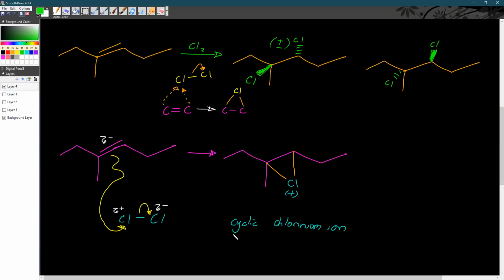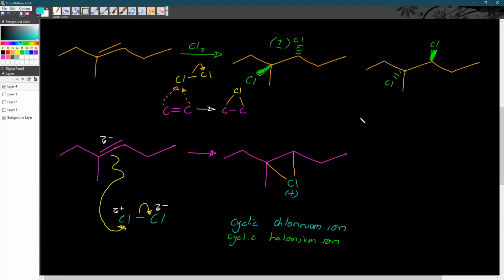Oh, didn't we already learn about this? We did. We called it, though, the cyclic bromonium ion. Okay, and that's the intermediate that we have: this ringed chlorine, and it has a positive charge. Okay, looks a little bit weird. People don't really believe me when I say this thing exists, but it does.